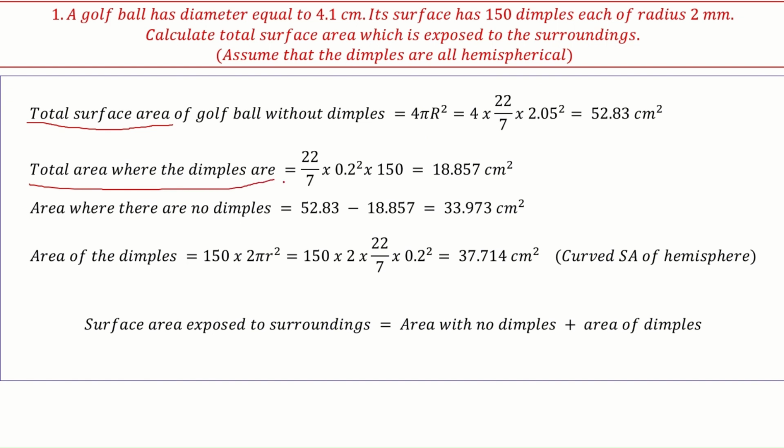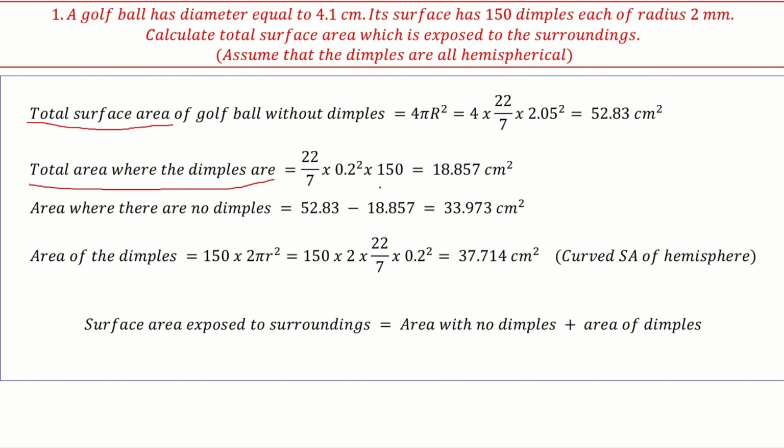Total area where dimples are is again pi r square. Correct. Okay, 22 by 7 into 0.2. 150 hemispherical shapes are cut, right? So 150 circles are cut basically. So this much area I'm touching on the ball, right? So pi r square into 150. This is 18.857 centimeter square.